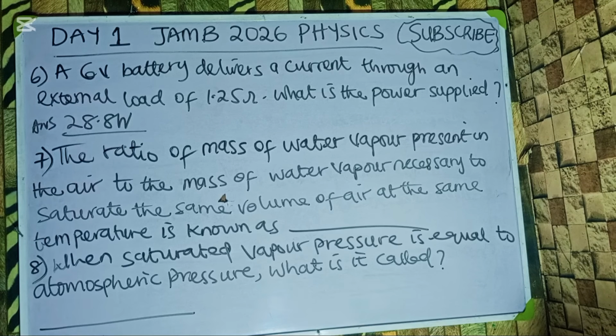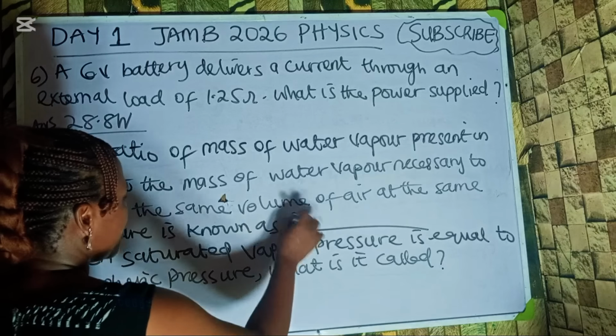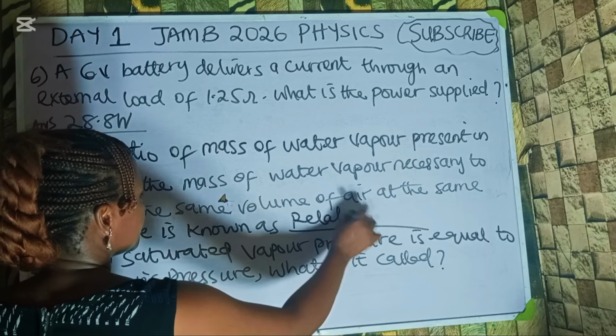Question 7. The ratio of mass of water vapor present in the air to the mass of water vapor necessary to saturate the same volume of air at the same temperature is known as relative humidity. Please don't forget this question.